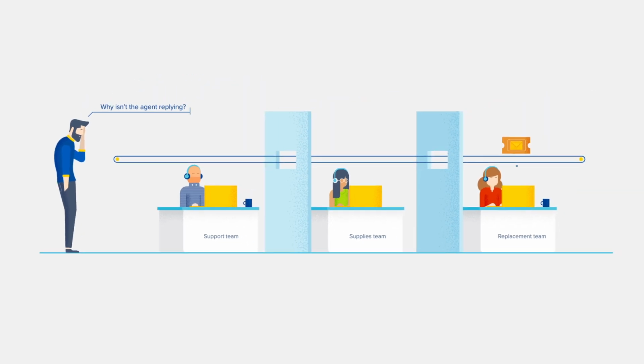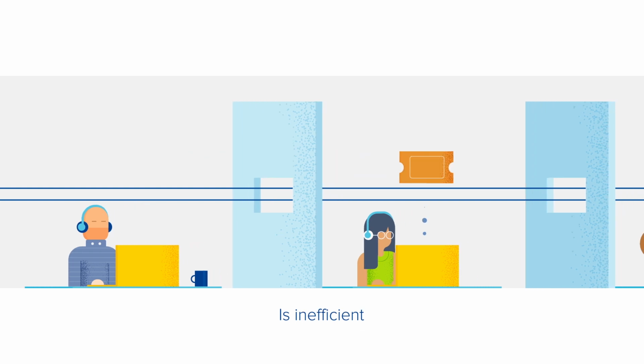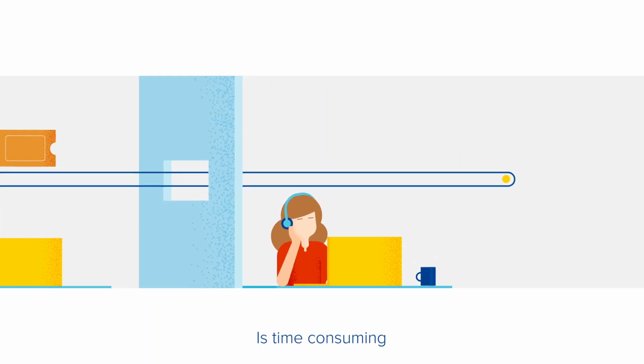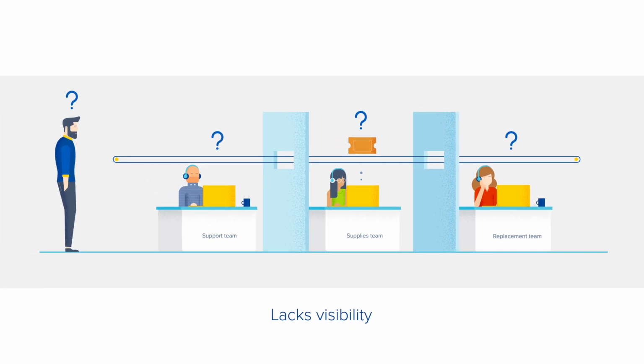So, this results in a process where tickets have to bounce back and forth between different agents, agents have to wait for other agents to get back to them. Nobody's entirely sure what the current status is.